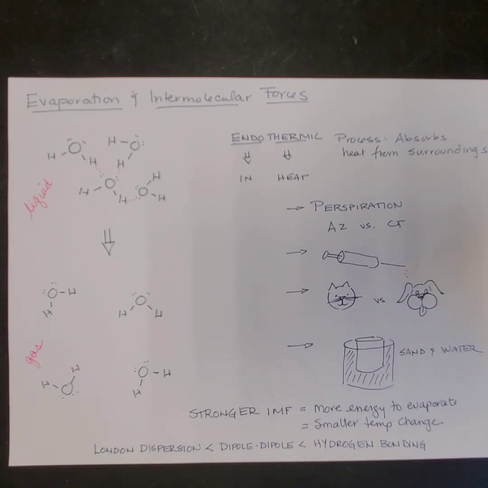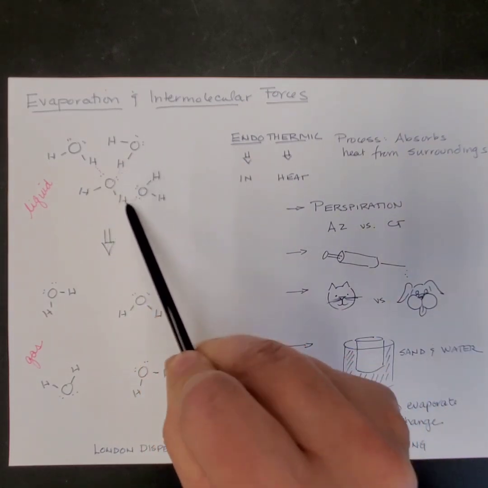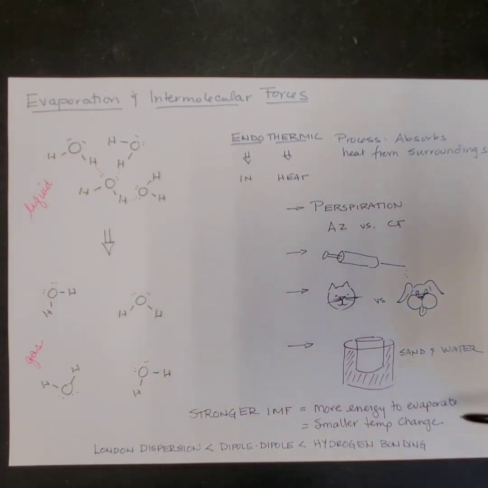Now, what we're looking at in this lab is evaporation as an indirect way to measure the intermolecular force. If we have strong intermolecular forces, strong forces holding these molecules together, it's going to take more energy for it to evaporate. More energy to evaporate means it's going to evaporate more slowly, and there's going to be a smaller temperature change in the liquid that we're monitoring. And you'll see what we mean when we go to do the procedure.